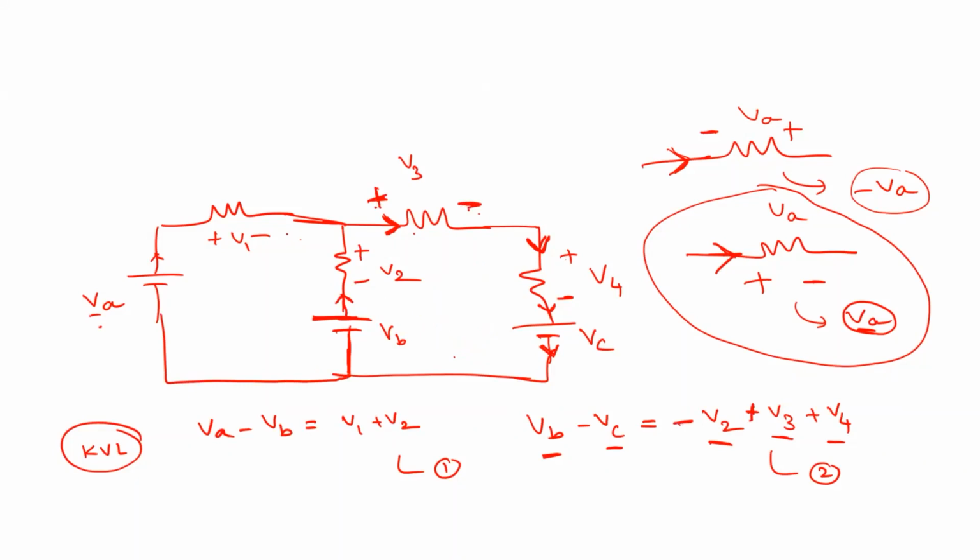So now how to apply it to the outer loop? Tell me, for the outer loop, how do we apply KVL? VA minus VC equals to VA minus VC, right? So there is no VB. This is the loop, right? We have this voltage source. The current is entering, so V1, right?